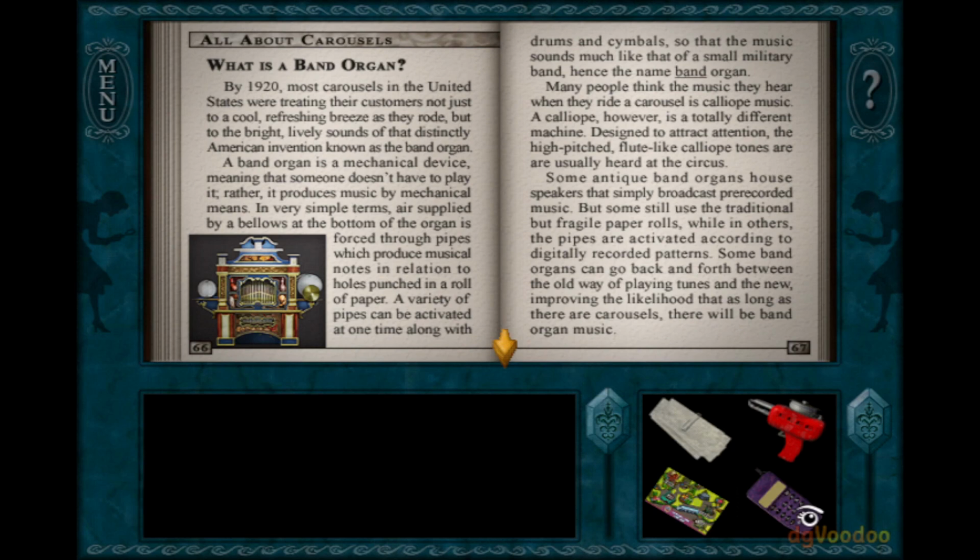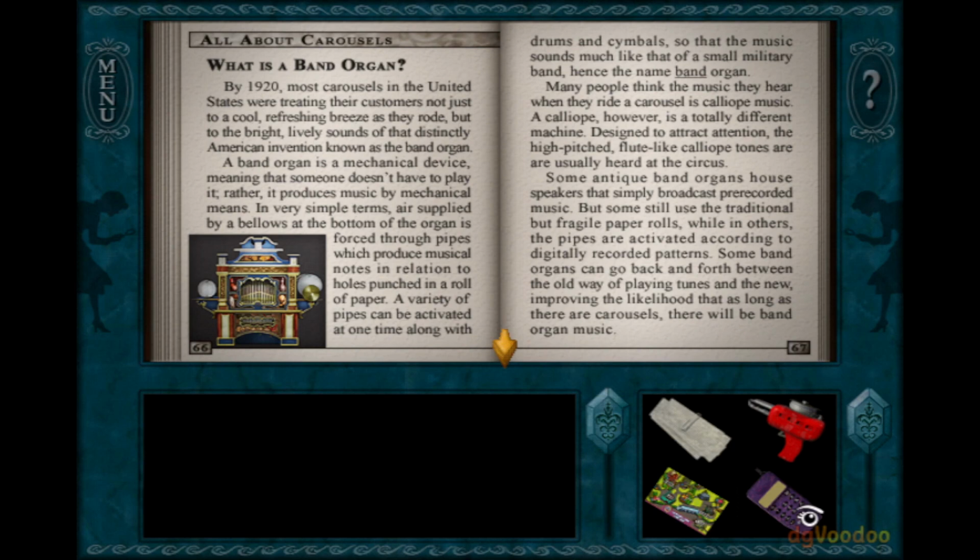In very simple terms, air supplied by a bellows at the bottom of the organ is forced through pipes which produce musical notes in relation to holes punched in a roll of paper. A variety of pipes can be activated at one time, along with drums and cymbals, so that the music sounds much like that of a small military band, hence the name band organ.